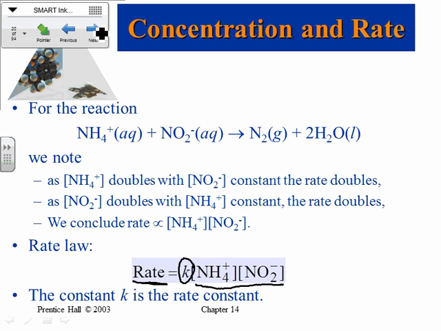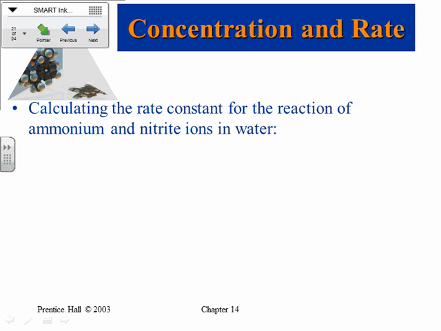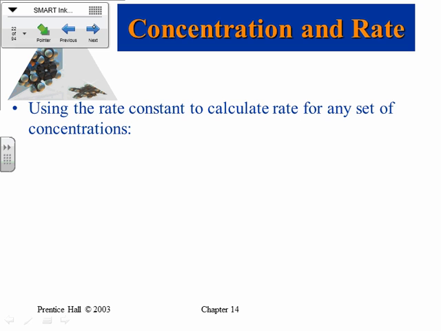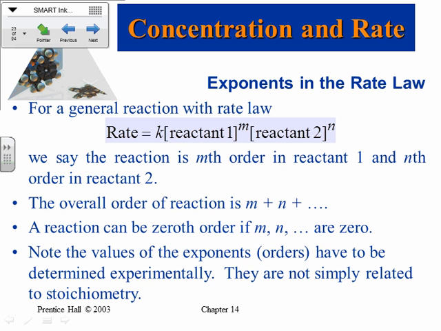Now, if we had a situation where, let's say, the NH4 plus doubles and then the rate quadruples, there would be an exponent 2 here, okay? So basically, the experimental data tells us what exponents to put in our rate law, okay? So the fact that there's just a 1 and a 1 here tells us this is first order with respect to NH4 plus and NO2 minus.